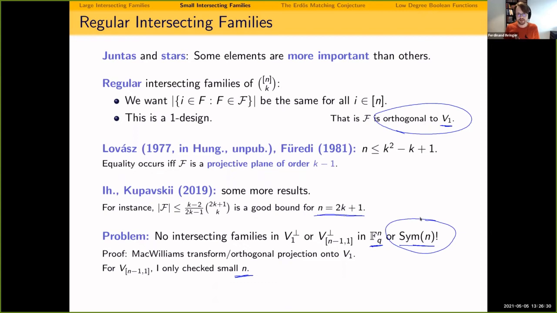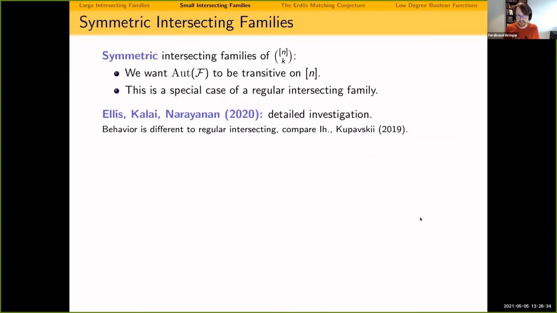Now, what is also recently quite popular are symmetric intersecting families. That is a special case of regular intersecting families. Here we now want the automorphism group of our family to be transitive on our elements. And David Ellis, Gil Kalai, and Narayanan did investigate this at great length.